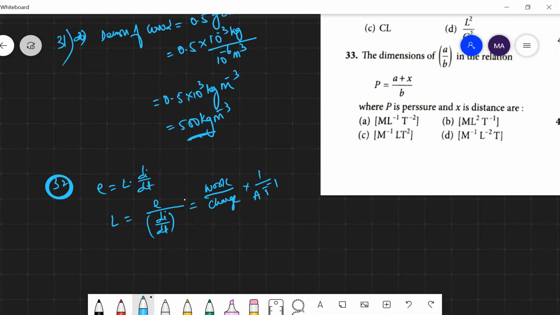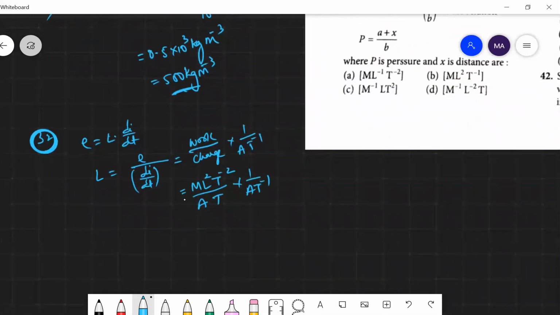So I can write here dI by dt will be equal to I, which is measured in ampere, and time is measured in capital T. So it will be ampere times time to the power of minus 1. So work is nothing but dimension formula M L square T power minus 2. Charge is A into T, and this one is 1 by A into T power minus 1. So what will be the answer for this one? Can anyone tell me? So this will become M into L square T power minus 2 A power minus 2.